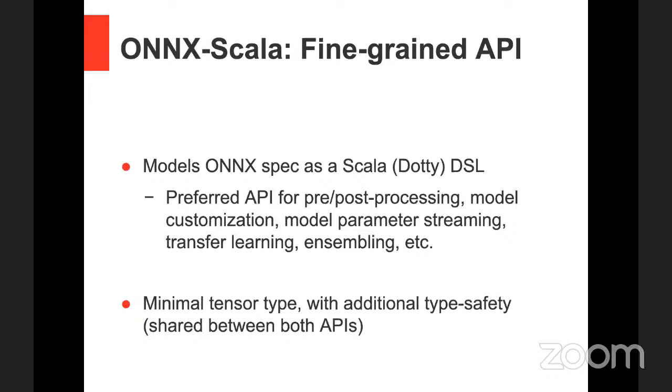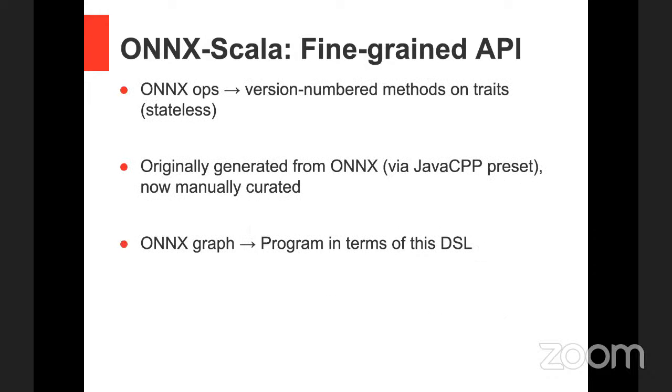The tensor type itself is shared between both APIs, but the operations, which we're going to get to right here on the fine-grained API, is where it's different. So the ONNX operations are realized here as version numbered methods on traits. So we're never going to have changes in the background. Once a version is published, it's final, and these are stateless functions.